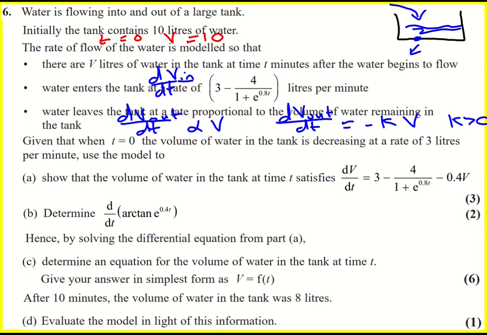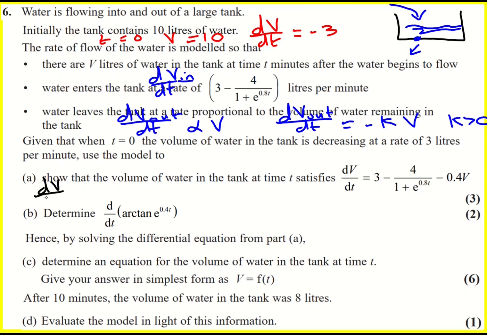We're also given then that when t is 0, the volume is decreasing at a rate of 3 liters. So I can add to my initial condition and write dV by dt when t is 0 is going to be minus 3. Remember, it's decreasing at a rate of 3 means the rate of increase is minus 3. Make sure you get that sign in correctly. And then we've got to show that the volume satisfies this equation.